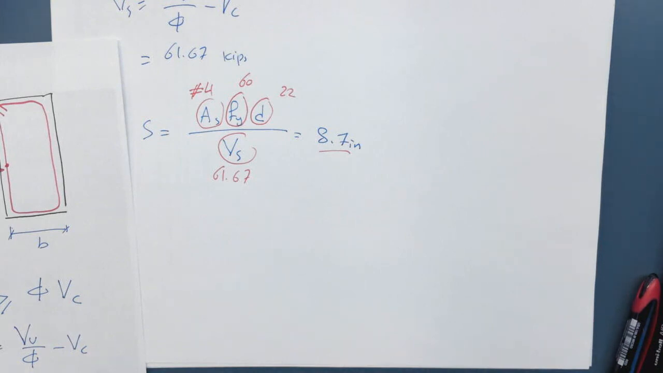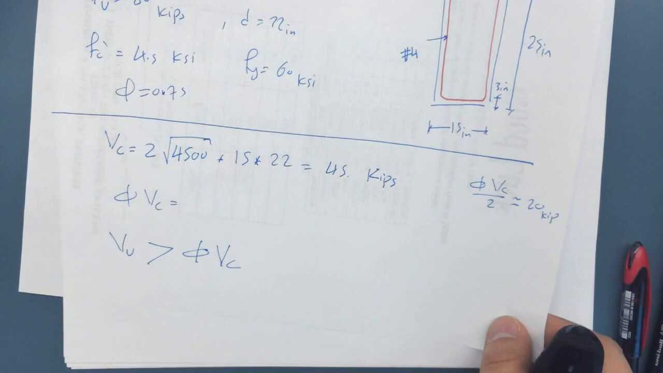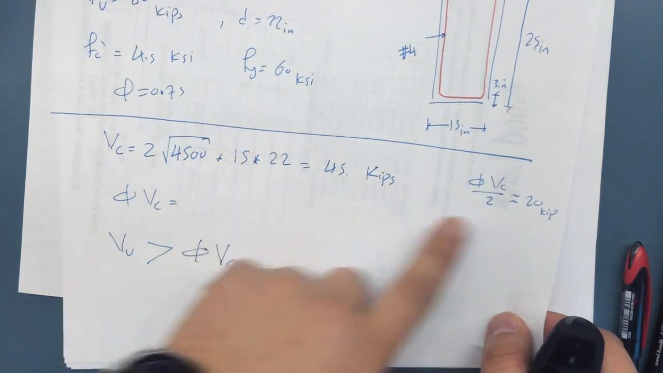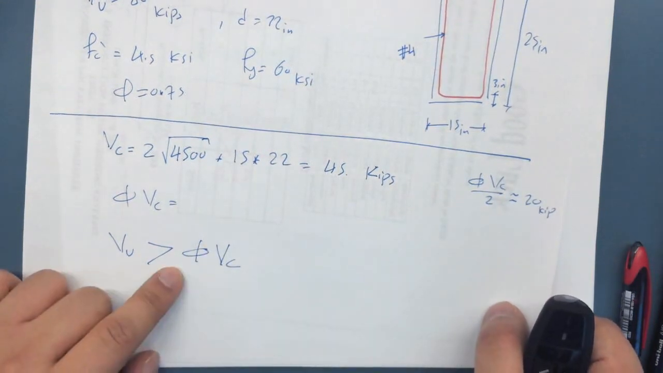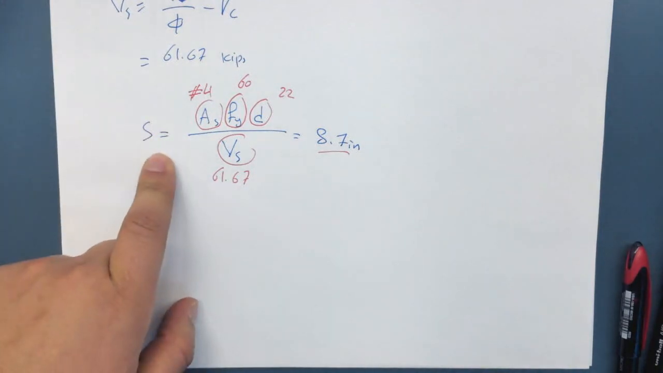So again, the roadmap to solve this problem is: I start with the problem. I have my V ultimate. I always evaluate first my Vc. Ask myself, am I below half phi Vc? Then I don't need anything. No. Okay. Am I below phi Vc? Then I need the minimum. No, I'm greater than that. So I calculate my Vs, and from Vs I find the spacing.